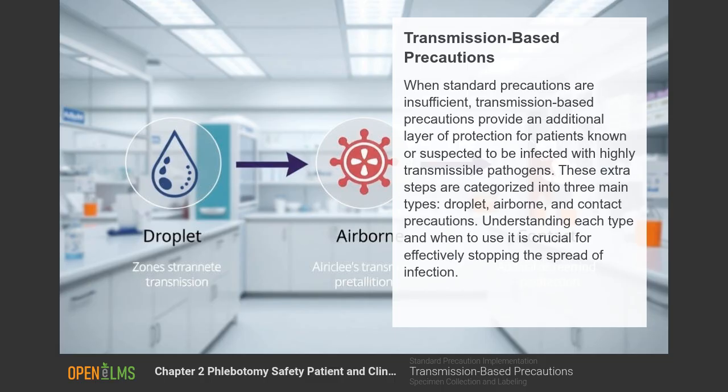Transmission-based precautions. When standard precautions are insufficient, transmission-based precautions provide an additional layer of protection for patients known or suspected to be infected with highly transmissible pathogens. These extra steps are categorized into three main types: droplet, airborne, and contact precautions.